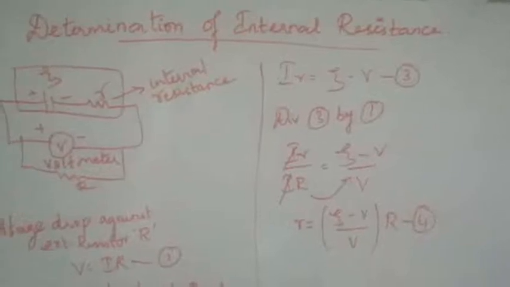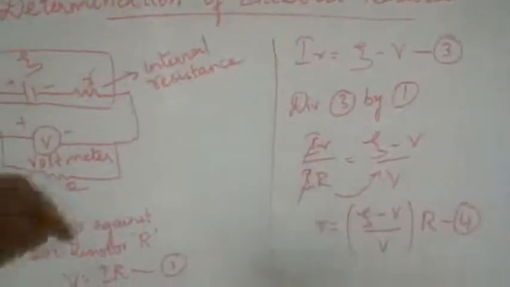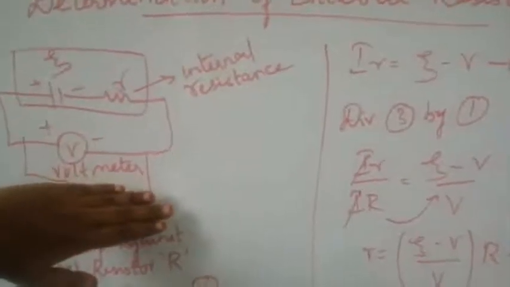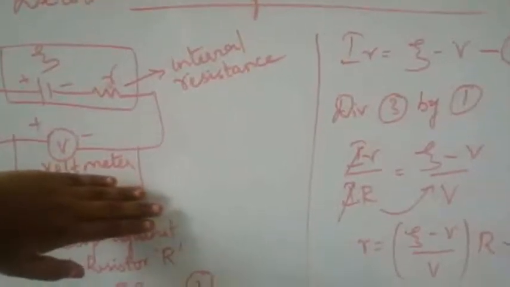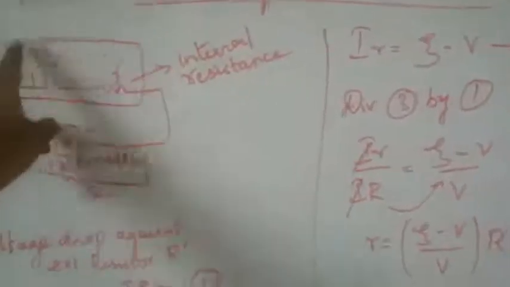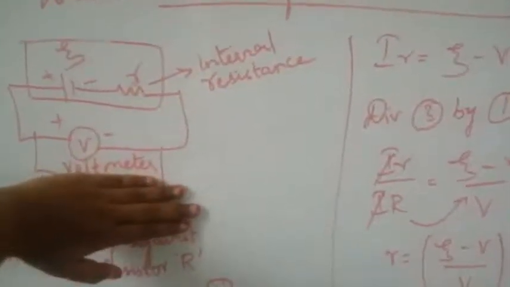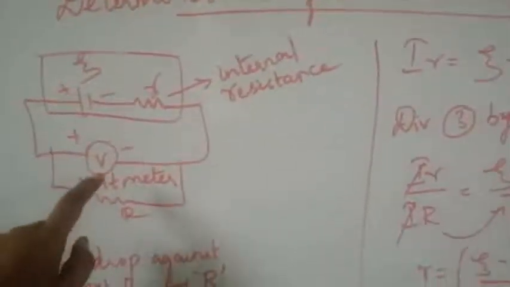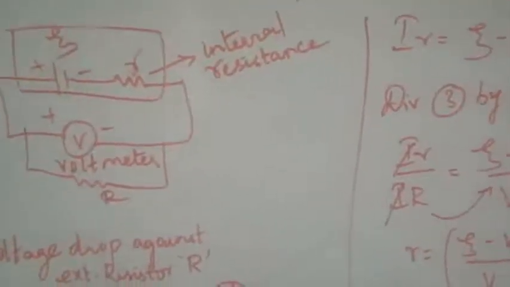So how can you find the internal resistance? It is by connecting the voltmeter with the battery. What is this voltmeter? The meter used to measure the voltage. When you connect a high resistance voltmeter to the battery, it seems to be a closed circuit, but it is actually an open circuit, because a high resistance voltmeter is considered as an open circuit.